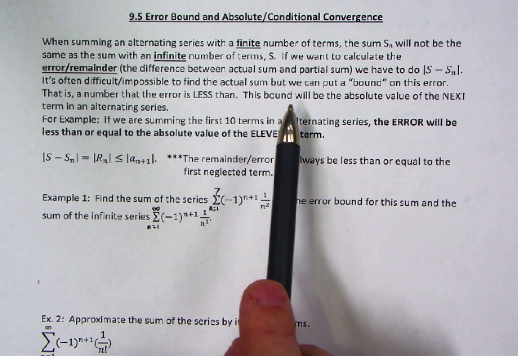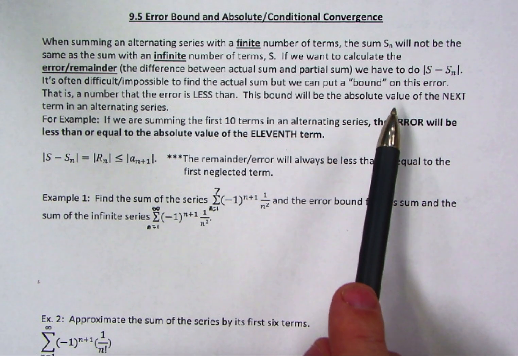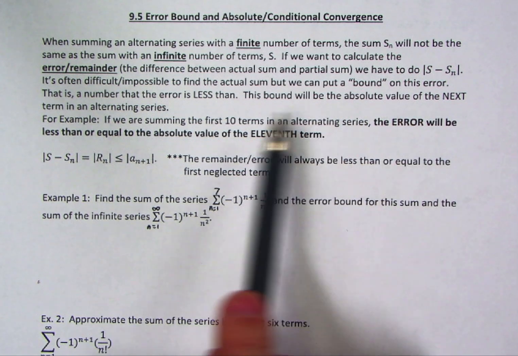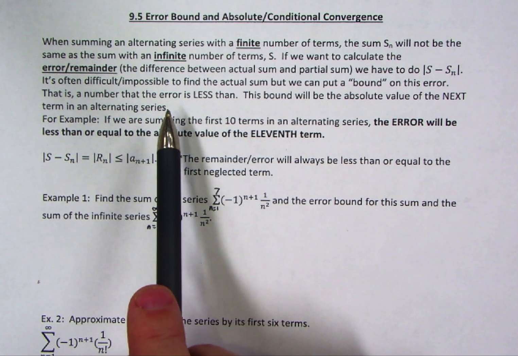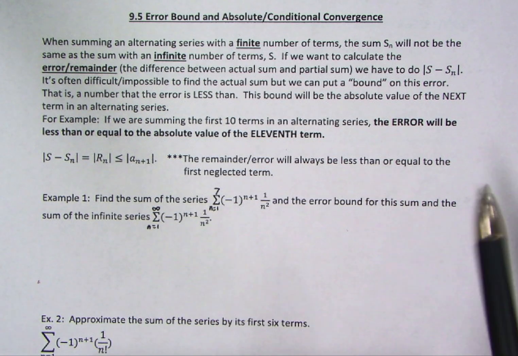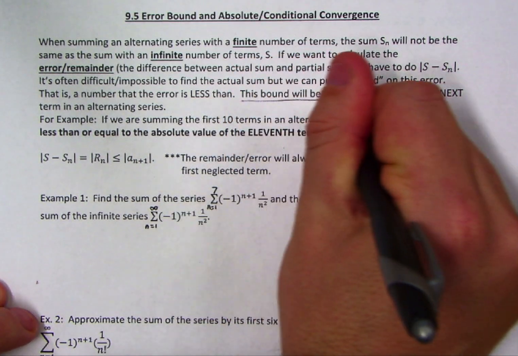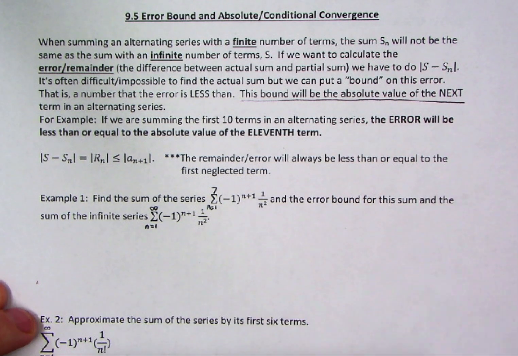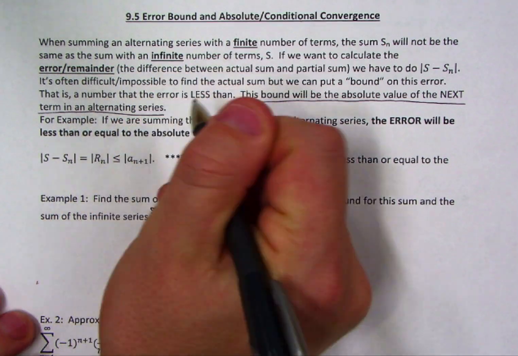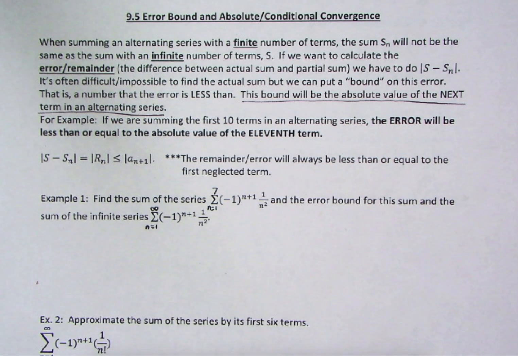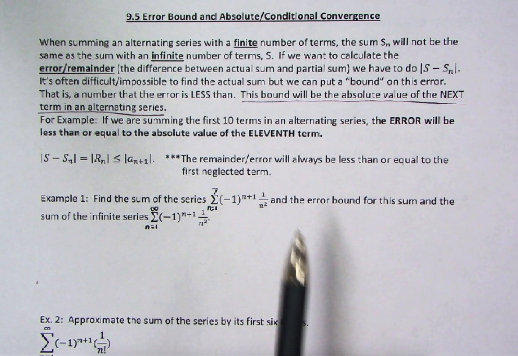This bound will be the absolute value of the next term in an alternating series. This is the most important sentence right here. This bound will be the absolute value of the next term of an alternating series. Now, I know this is a lot of words, and I'm saying a lot of things, but once I start to do an example, it starts to make sense intuitively. Hopefully you watched that Khan Academy video first.